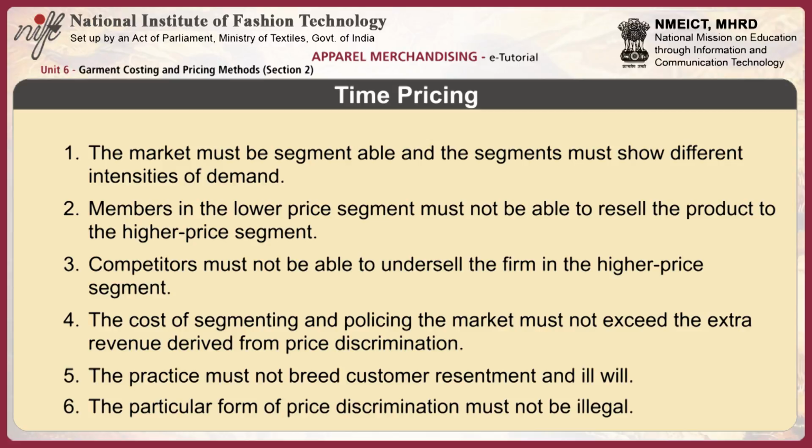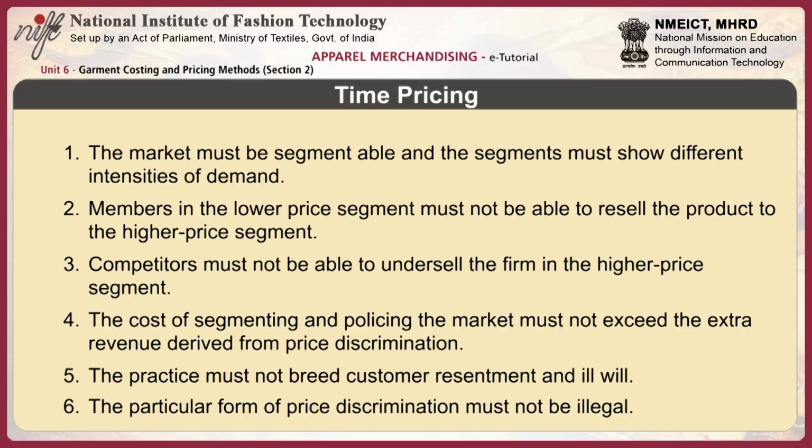The third condition is competitors must not be able to undersell the firm in the higher price segment. Similarly, the fourth condition would be the cost of segmenting and policing the market must not exceed the extra revenue derived from the price discrimination. That means in order to do the price discrimination, whatever investment is required, the revenue should be more than that.